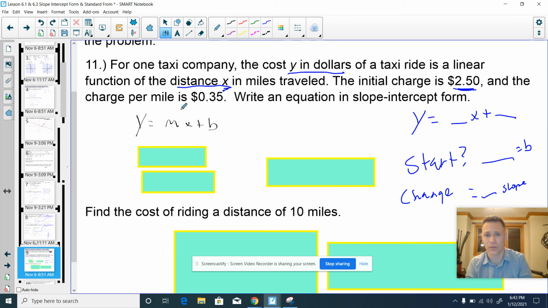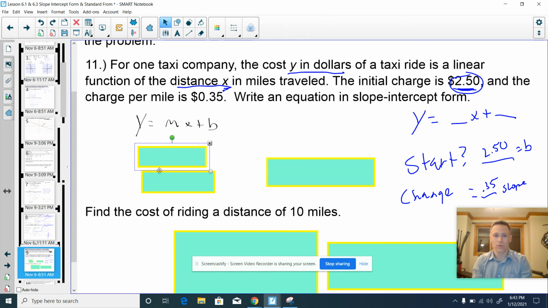So what's my starting value here? Well, my starting value is $2.50. How am I changing that value? Well, it's 35 cents per mile, and the miles is x, right? So this is 0.35.